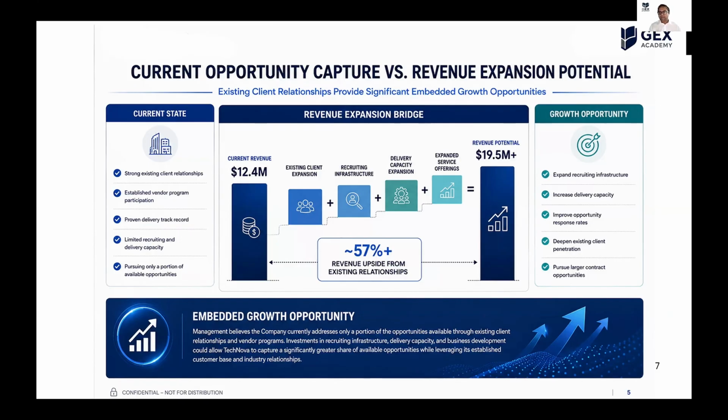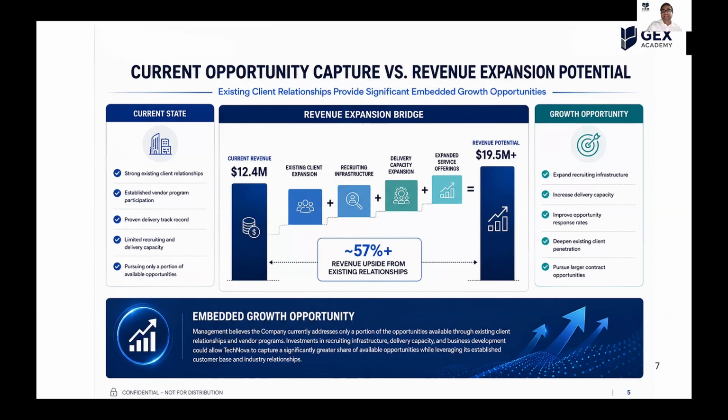One of the things management is communicating here is that they believe the business is currently operating below its full potential. According to management, the company has already established the client relationships, the vendor program participation, and market access necessary to support a much larger business. The challenge is not necessarily generating demand, but rather having the capacity and infrastructure to pursue a greater portion of the opportunities already available to them, right?